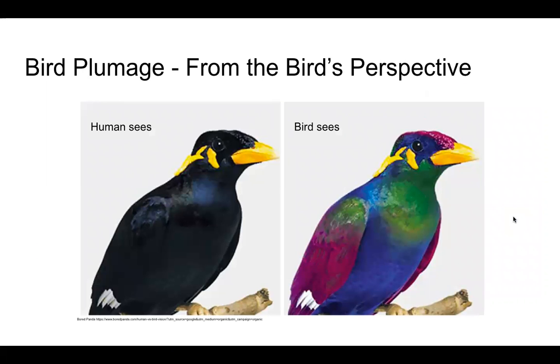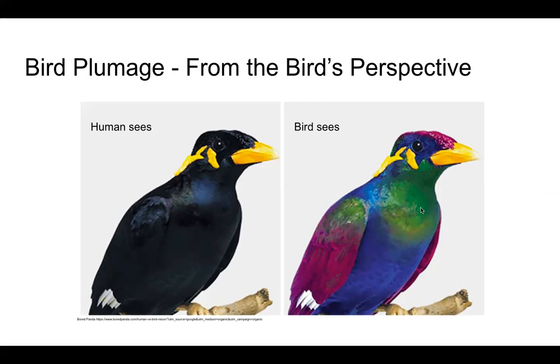Something else that's important to think about in the context of bird plumage is that we have to look at things from the perspective of the birds. On the left, we can see a blackbird as humans would see it with the naked eye. There's a little bit of variation around the throat with some blue, but for the most part, this is a blackbird as we would know it. If we look to the right, it's kind of hard to believe that this is the same bird. There's all these bright fuchsias and blues and greens.